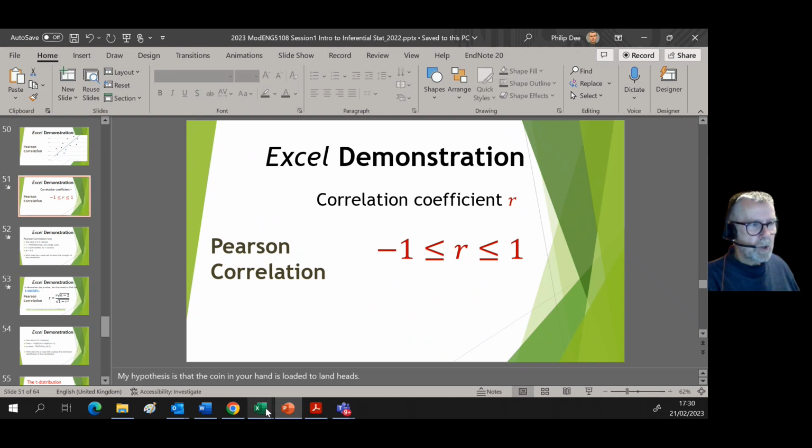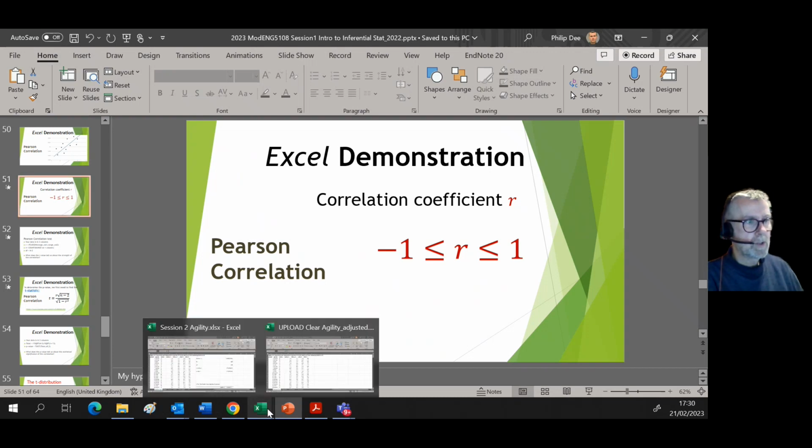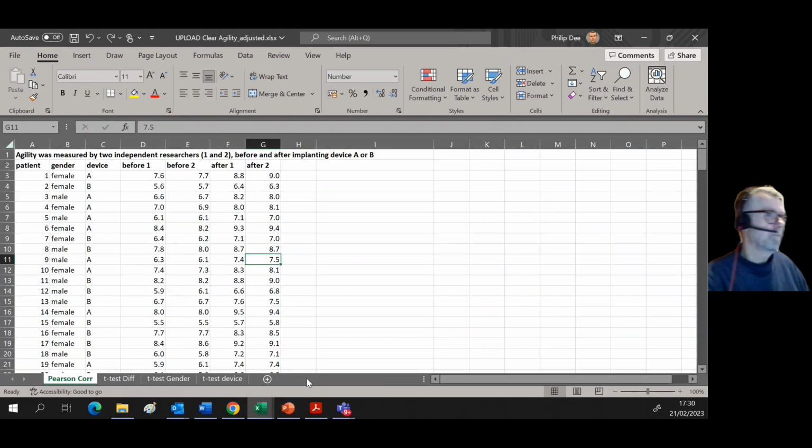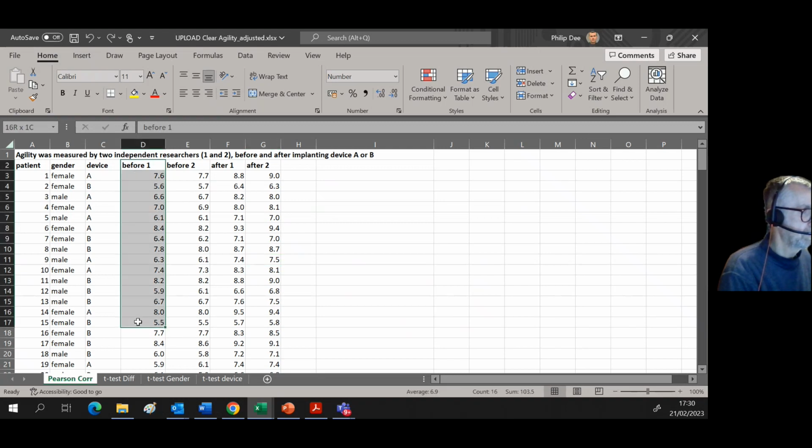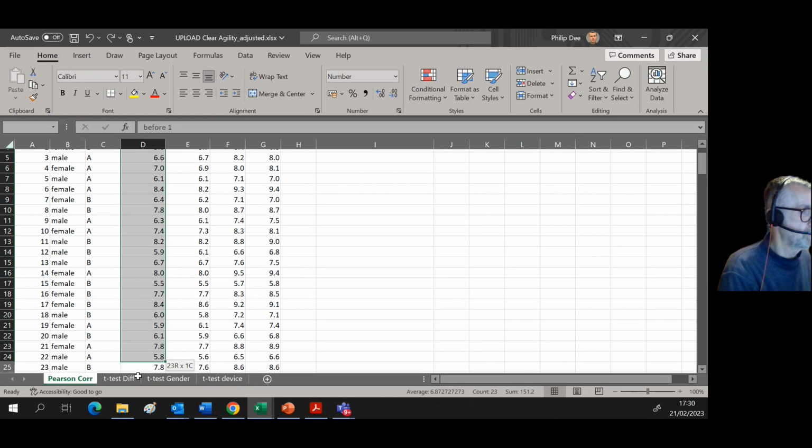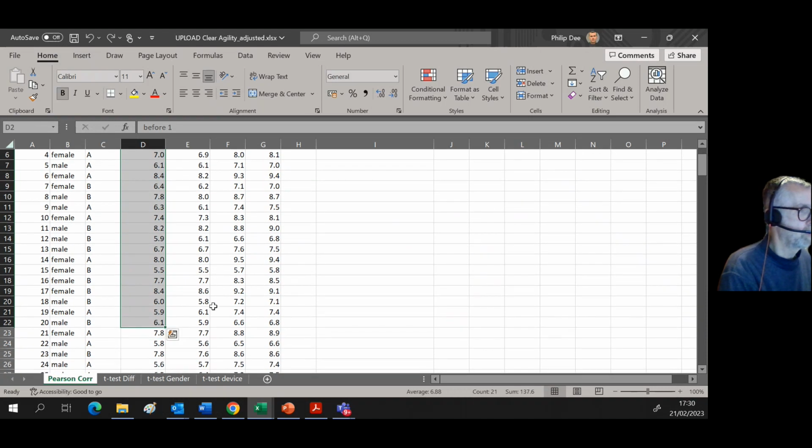So, the first thing you should always do when considering a correlation test is you must visualize your data. So here's an example of the data set that you've been given. I want to just visualize the data. As an example, say before one versus after one for the whole data. So I'm mixing up men, women, and device A and device B, but this is just for illustration. I'm going to click and hold, and to make life easy for myself, I'm just going to do the first 20 because I can't be bothered to do all of them.